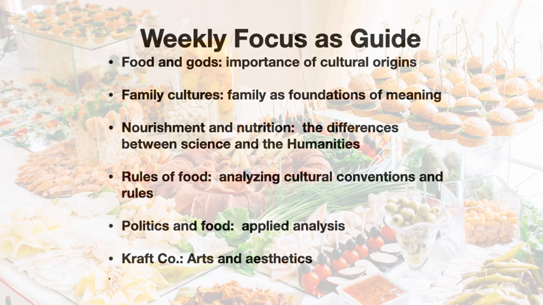The second week we were looking at family cultures and how our families serve as a foundations of meaning. They give us one access to meaning in the world. We have to start with ourselves and our families in order to understand what it is we engage with. Week 3 we were looking at nutrition and nourishment, and there I was asking you to think a little bit about the difference between the science and the humanities, to think about the humanities as an academic field.